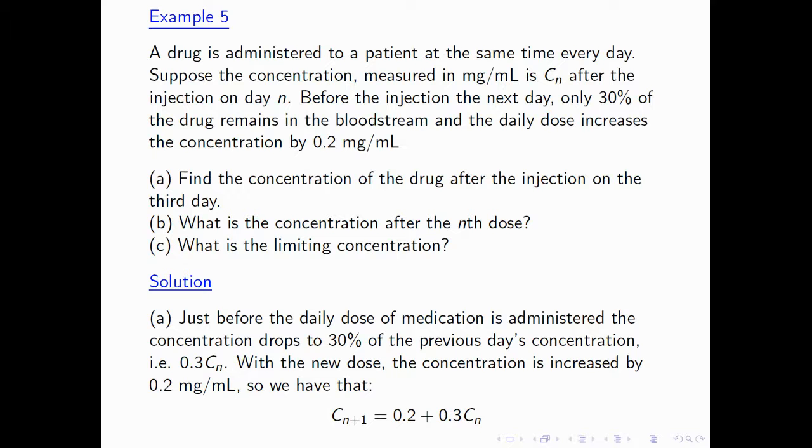And when we do inject, we add 0.2 milligrams per milliliter to the blood, right? And so our equation, it's also called a recurrence relation, right? It gives the value of the variable at this point in terms of values of the variable in previous points. And so Cn plus 1 must be 0.2 plus 0.3 Cn, right?